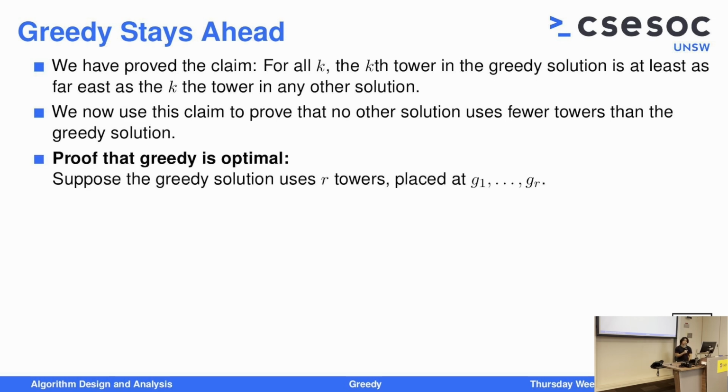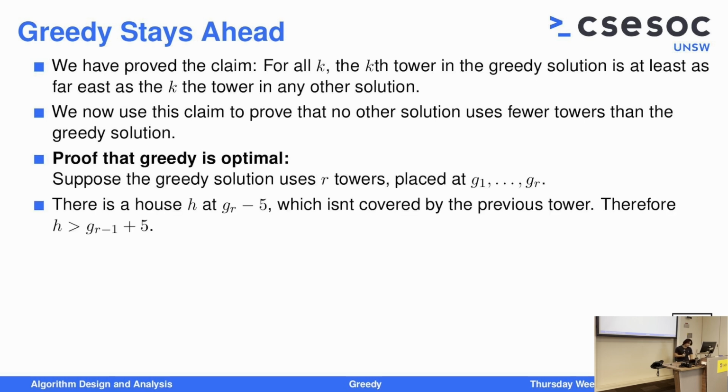Suppose the greedy strategy uses R towers placed at G1 through GR. Imagine there is a house H at GR minus 5. So it is precisely 5 kilometers west of the last greedy tower, the GR greedy tower, right? Which isn't covered by the previous tower. Therefore, H is greater than GR minus 1 plus 5. So the tower at GR minus 1 plus 5 does not cover this house, but the tower at GR does.